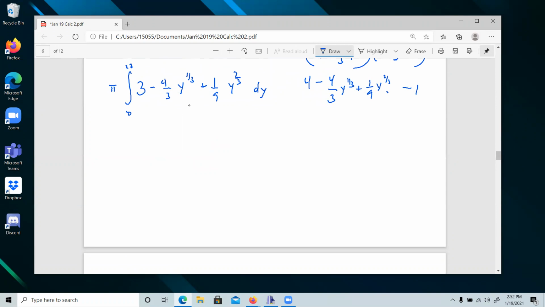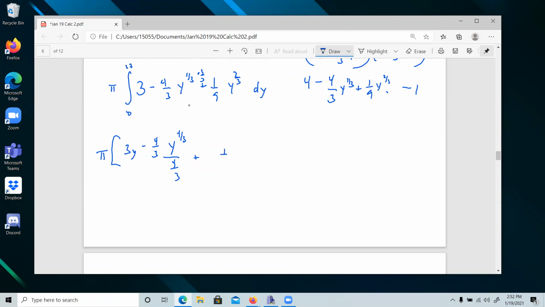So now it's time to do calculus. After all that setup, now we can do some calculus. So 3y minus 4/3. Now we have to add 1, right? 1/3 plus 3/3 is 4/3. So this is y to the 4/3 divided by 4/3. I see something that's going to happen here.